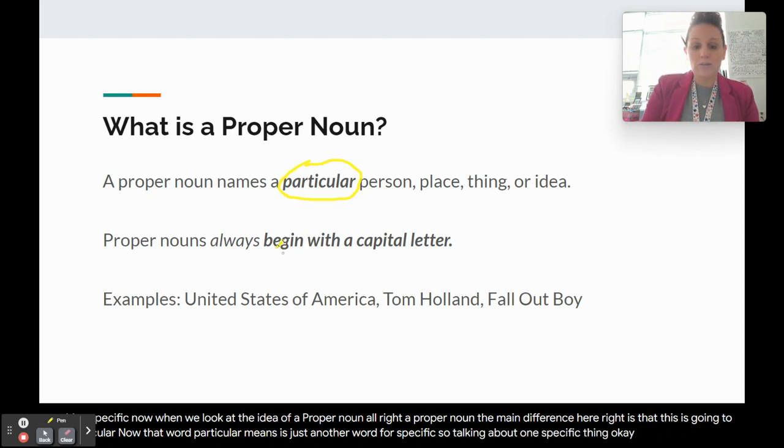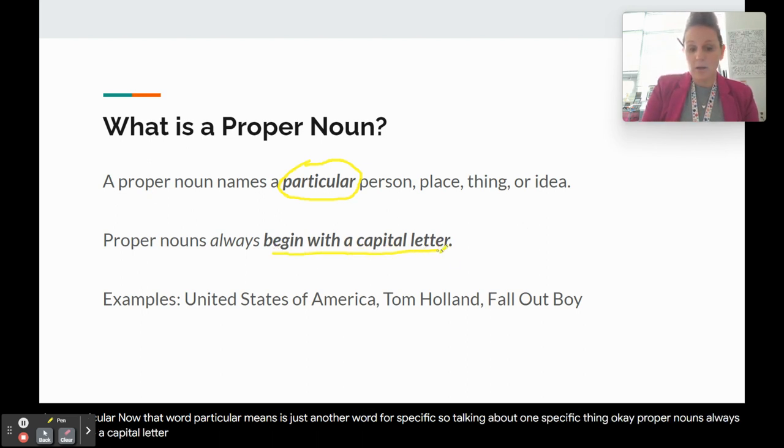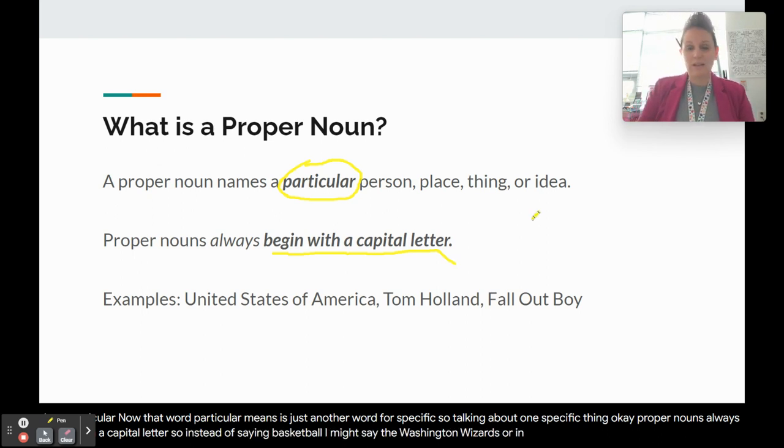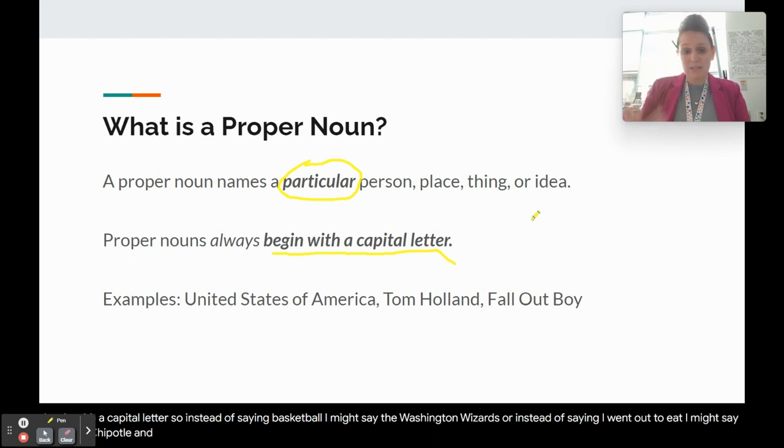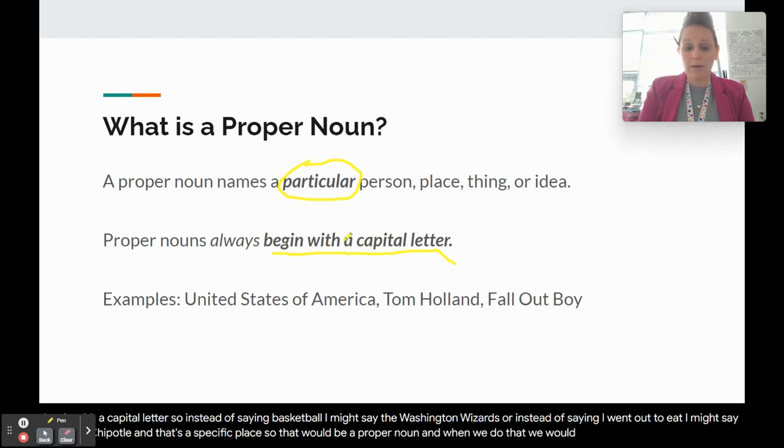Okay. Proper nouns always begin with a capital letter. So instead of saying basketball, I might say the Washington Wizards. Or instead of saying I went out to eat, I might say I went to Chipotle. And that's a specific place. So that would be a proper noun. And when we do that, we would capitalize those things.